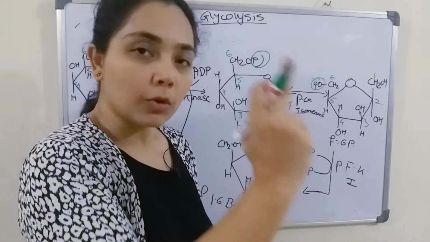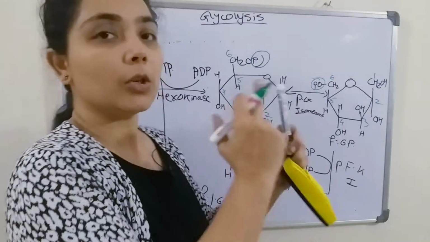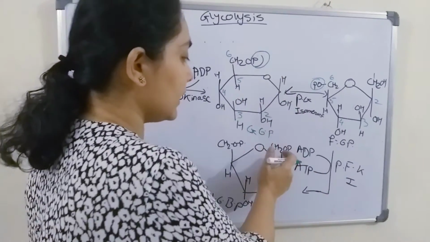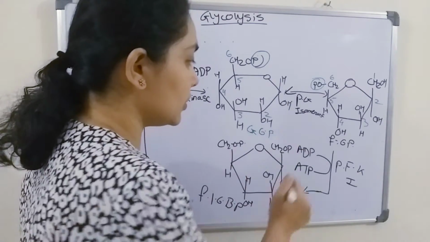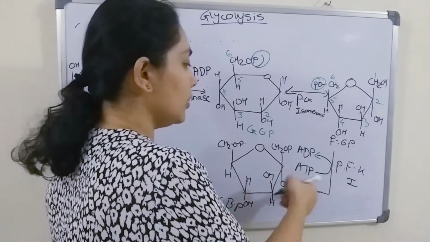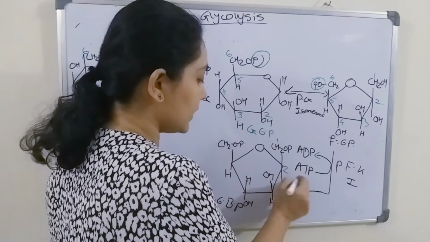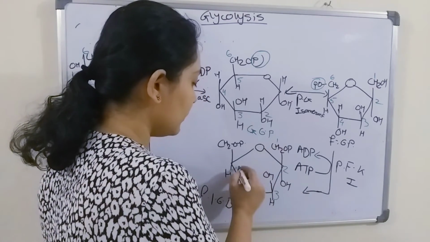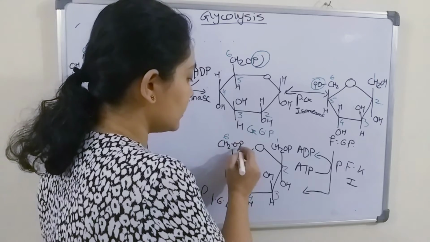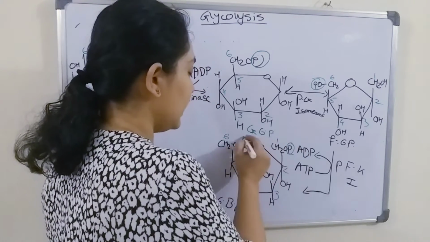So therefore one more molecule of ATP will be utilized, and there is a conversion of ATP into ADP, and the phosphate group will attach here at the first position. So this is the first carbon, second, third, fourth, fifth and the sixth. So we have a phosphate group at the first position and the sixth position.